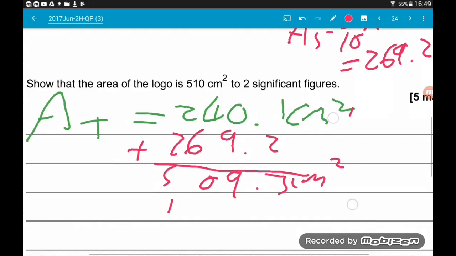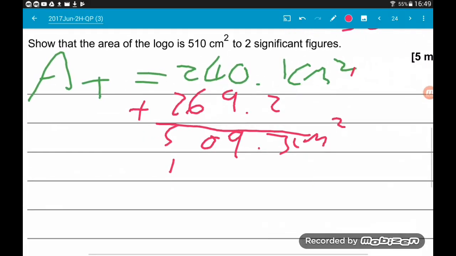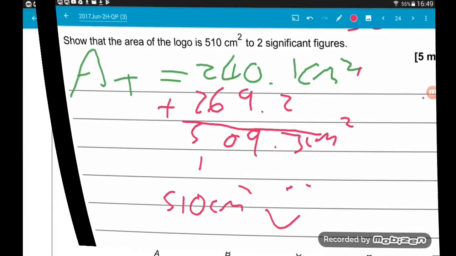Now if we do that to two significant figures as they want it, the second sig figure is the naught, so it's got a 9 after it, so it rounds to 510 centimetres squared. Thank God that question is over. I cannot believe that's only worth 5 marks. It's pretty stingy, but job's a good one.